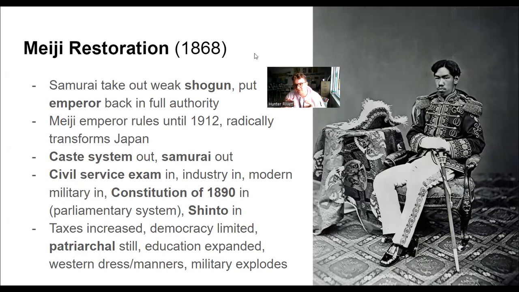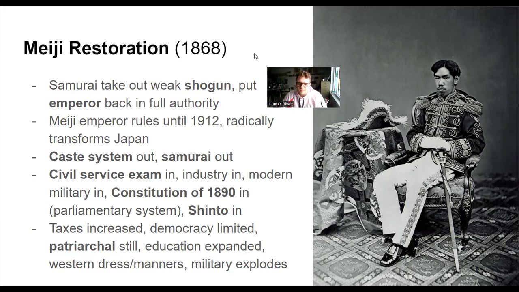And so again, they mark their periods of history by the rule of the emperor. So he will rule until 1912, 1868 to 1912. So they call that, you know, 60 years, the Meiji period, or the Meiji Restoration period. And that's just how they divide their history. Anyway, Meiji Restoration, 1868. It's a restoration because the Meiji emperor is restored to the rightful place as ruler, right? And so those samurais, they take out the weak shogun, they put the emperor back in authority. He'll rule until 1912. So it's nearly 60 years of radical transformation of Japan.